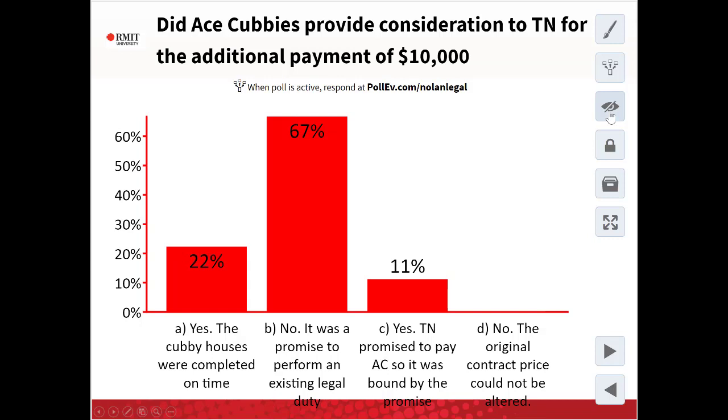So explore the other two options, and in particular, where 22% of students thought that completing the cubbies on time, that really came out of a misunderstanding of what the practical benefit exception is. It is not that we find consideration when there is a practical benefit. It is because there is a practical benefit that there is an exception for the requirement to have legally sufficient consideration at all.